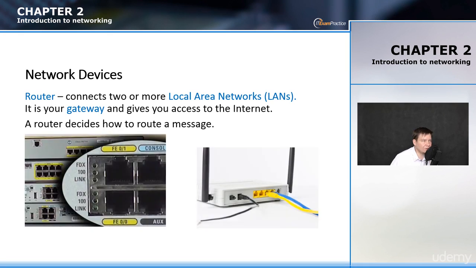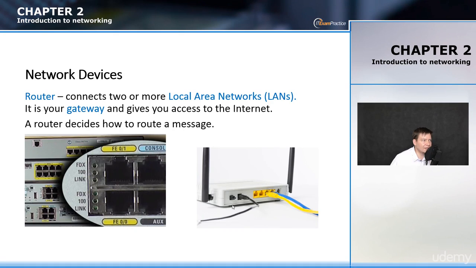Here I have 2 pictures for you. On the left hand side you can see a few Cisco routers, and here 2 ports, a fast Ethernet port 01 and 00. The blue one is used to manage a Cisco router using a console cable. We'll talk about it later on.